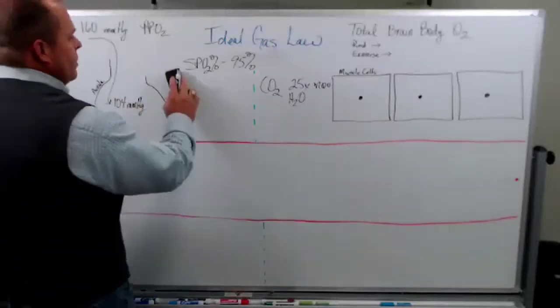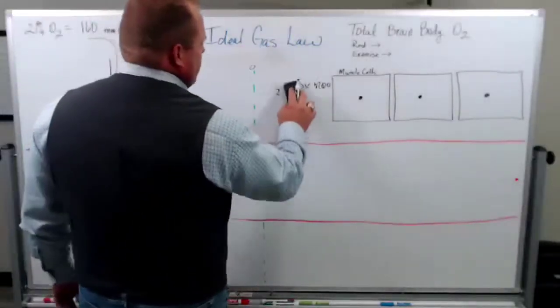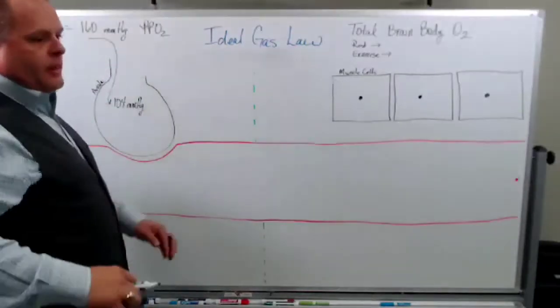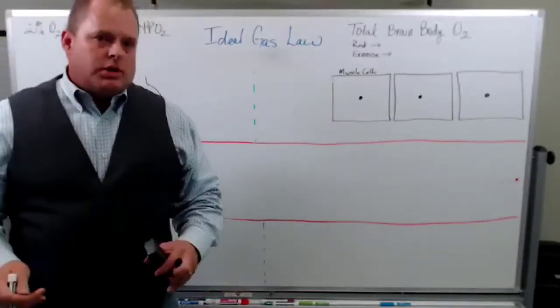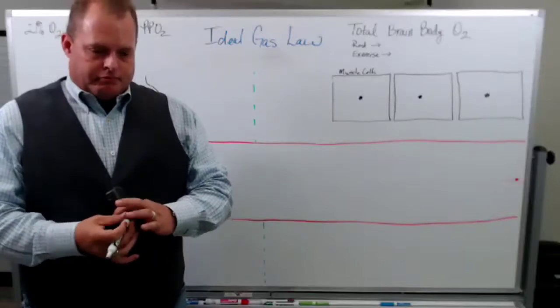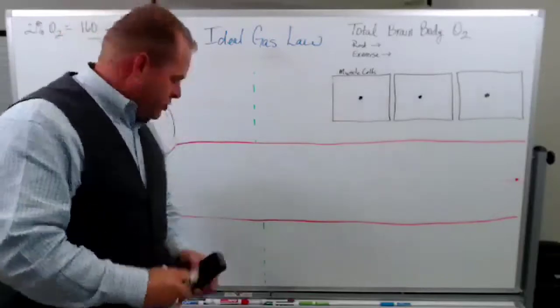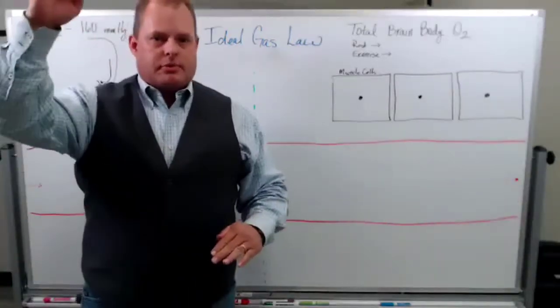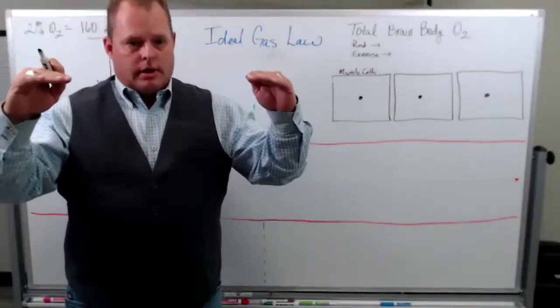Okay, so because of ideal gas law, when we start talking about millimeters of mercury and partial pressures of O2, we talk about gas exchange. Gas exchange happens, it's set, okay? It is what it is. It wants to move from a high pressure state to a low pressure state. It wants to find equilibrium, all right?